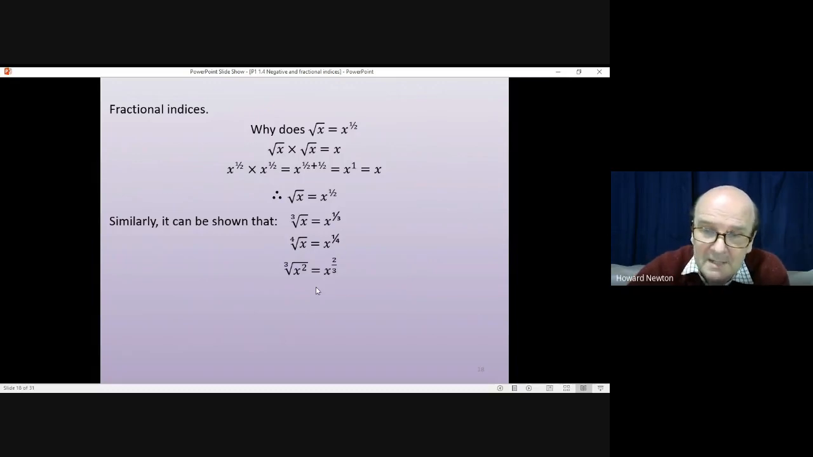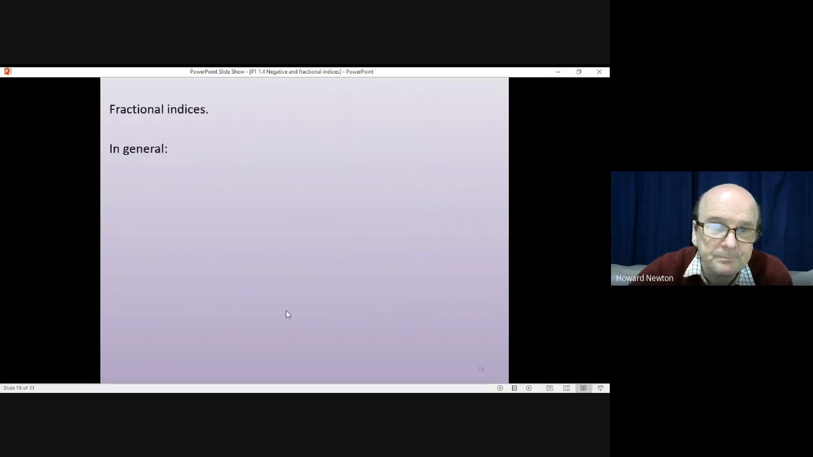Something more complicated, where you have, say, the cube root of x squared, that would be x to the power of 2 over 3, where the power of 2 goes on the top of the fraction, and the root goes on the bottom of the fraction.